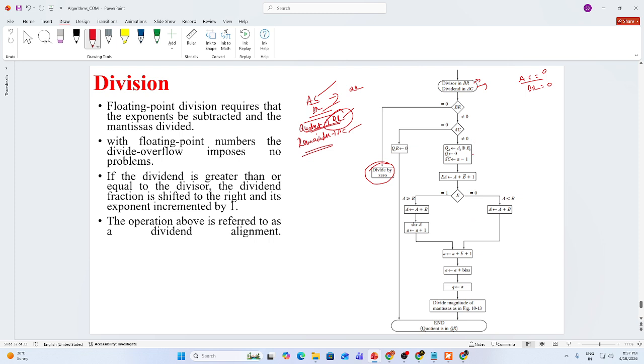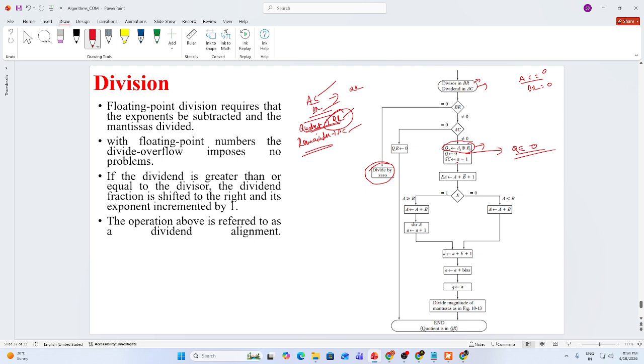What is the algorithm? First decide the sign of the result. Based on the sign of the numerator and the sign of the denominator, I can decide the sign of the quotient by XOR gate. Just now I told, if both are positive or both are negative, the sign is positive. If one is negative and one is positive, the sign is negative. We can perform the XOR gate and identify that. Also initialize the quotient with 0, so here Q is initialized with 0.